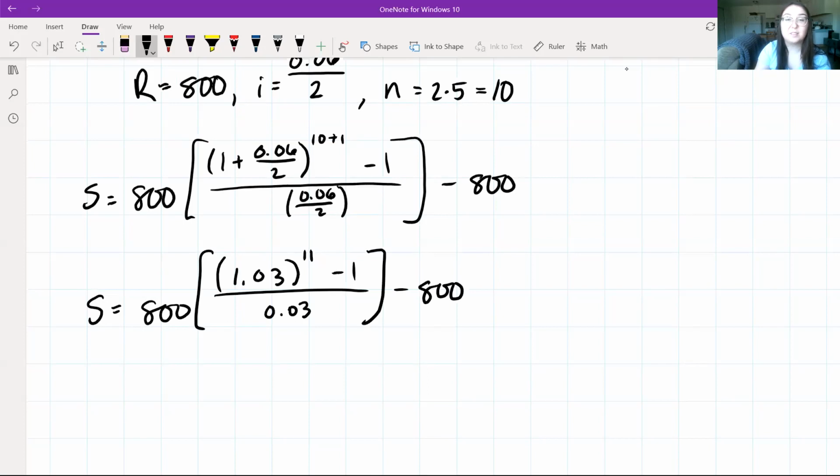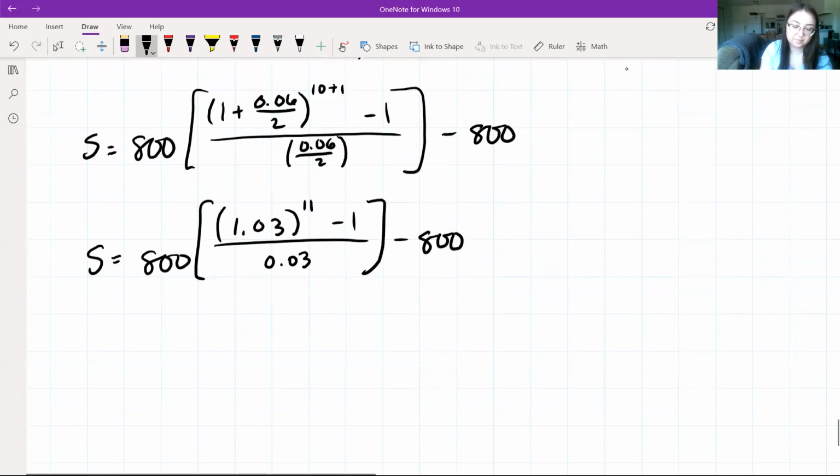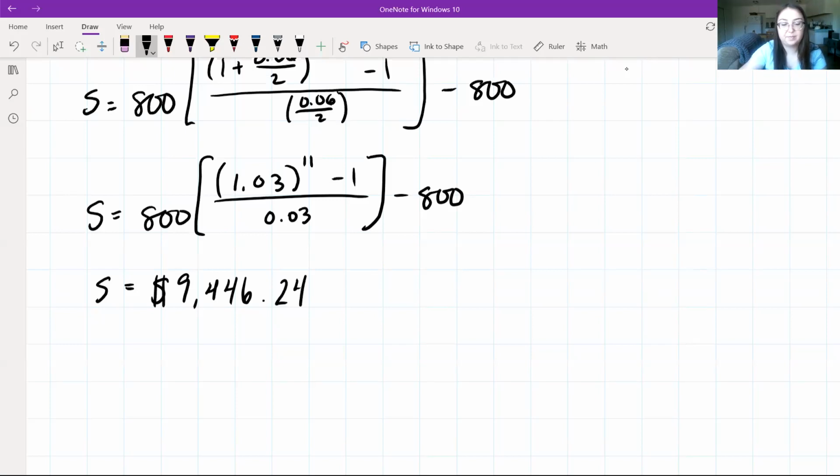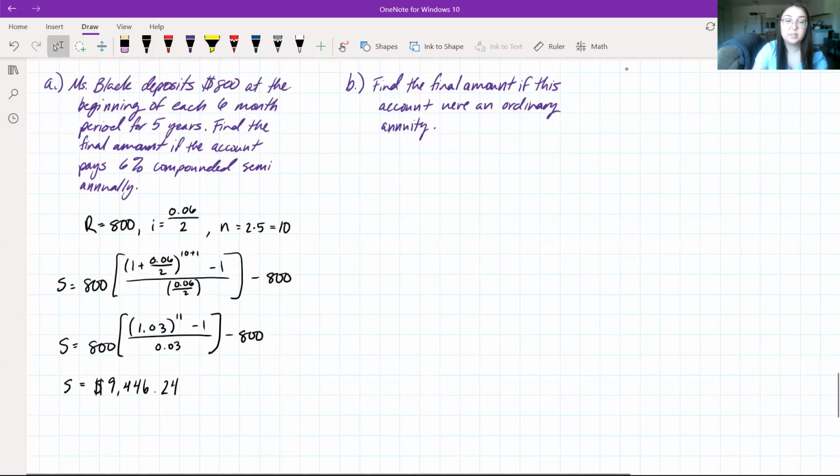I invite you to calculate this entire value on your own. You should have gotten S is equal to $9,446.24. So this is what we've gotten for our final value.